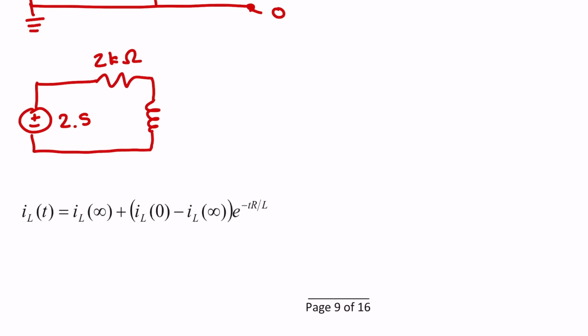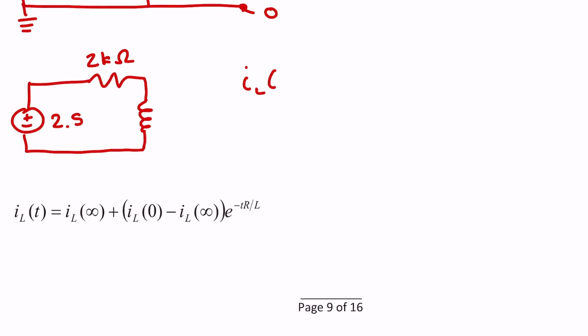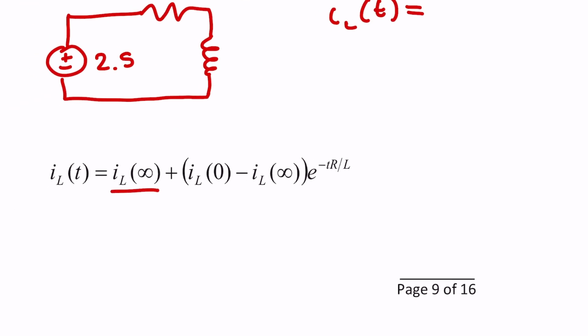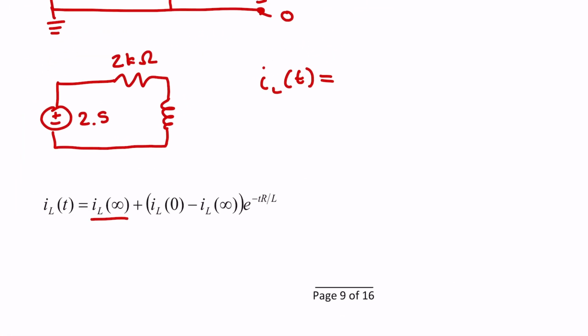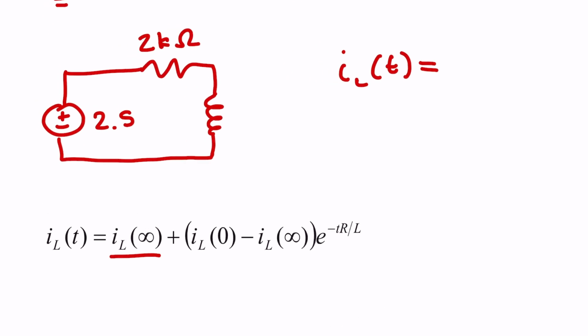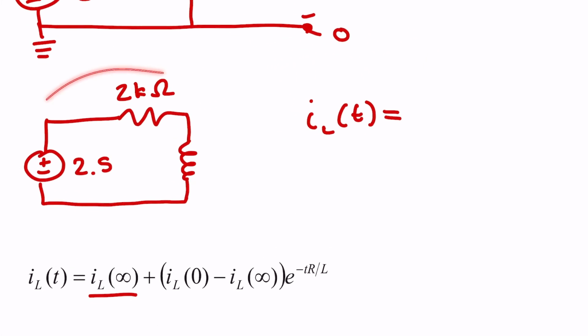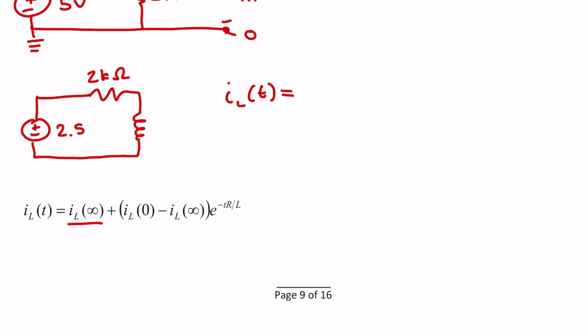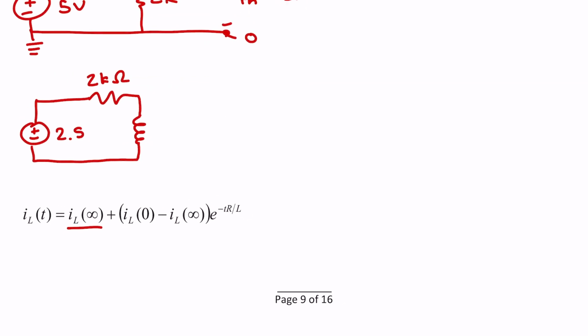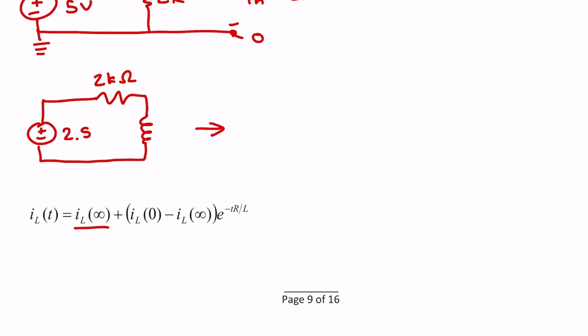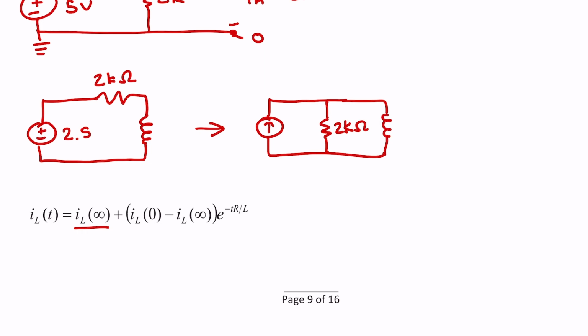So let's do that. I of L of T is equal to, okay, now we need to know what it is as it goes to infinity, right? How do we find that? Well, here's the thing. If you notice, we can transform this into an equivalent Norton circuit. So let me just delete this for a second. We can literally use the Norton equivalent and transform this so that it becomes a current source in parallel with a resistance and in parallel with the inductor, right?